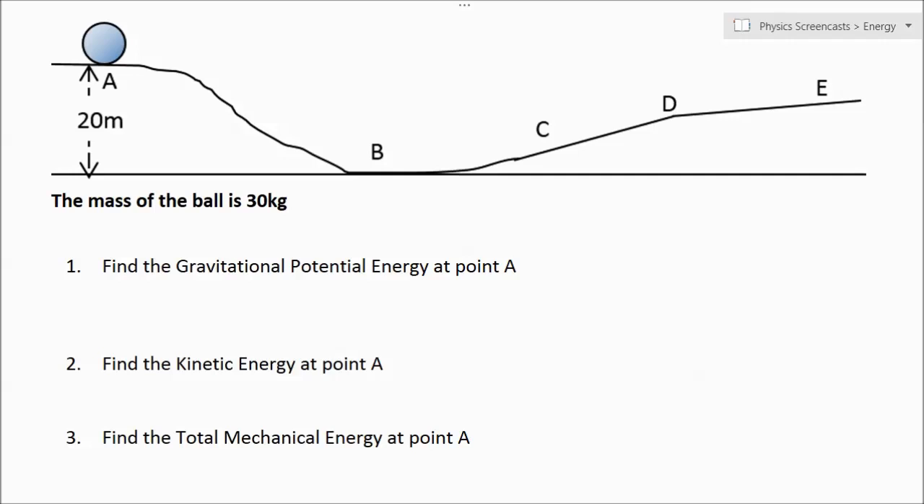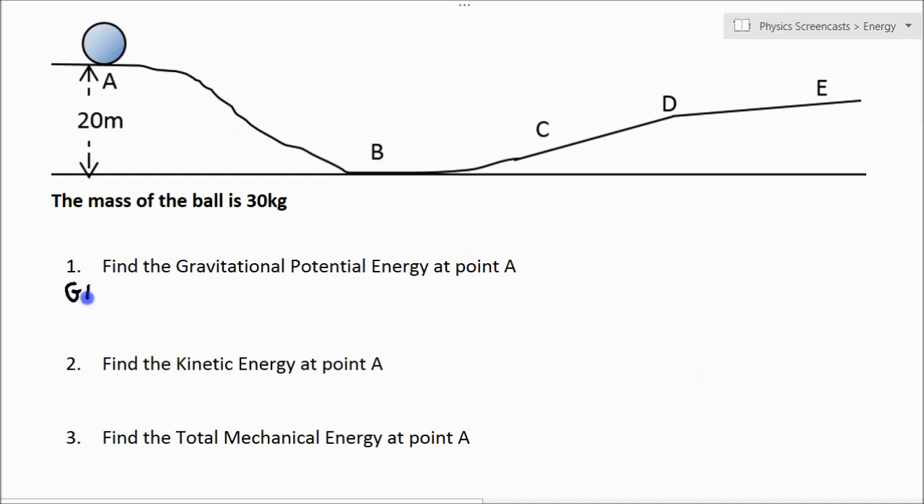So we're going to be doing several problems that involve conservation of energy. We have a setup where we've got a ball at the top of a hill, the height is given, the mass of the ball is given, and we have several locations A, B, C, D, and E. So the first question is to find the gravitational potential energy at point A.